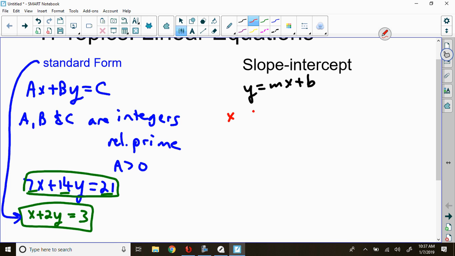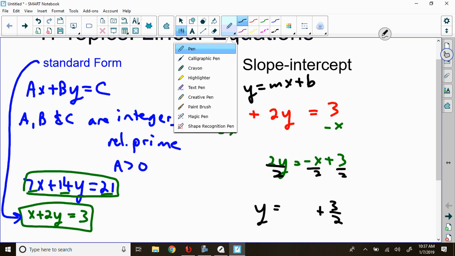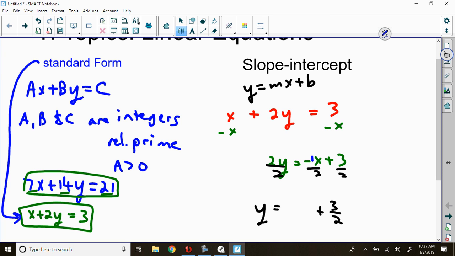So if we take that x plus 2y equals 3, using some algebra, we would subtract x from both sides, and we would get 2y is negative x plus 3. And using a little bit more algebra, we divide everything by 2. So we would end up in slope-intercept form with y equaling negative x over 2 plus 3 divided by 2. What you don't see is that there's really a 1 sitting right there, so our slope is negative 1/2. So those are 2 forms of equations that we're going to be looking at today.